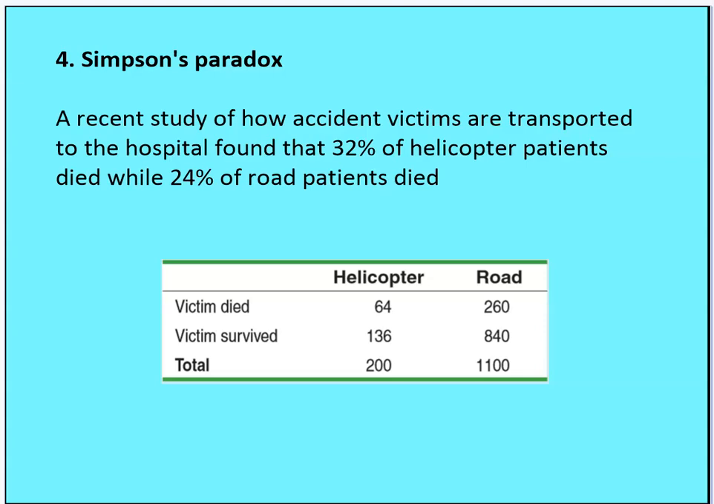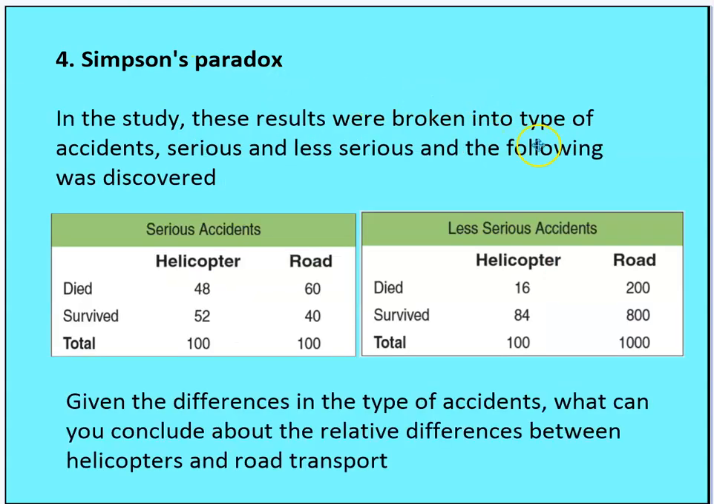Now, this would seem counterintuitive because the helicopter is going to be much faster than people who are taken by ambulance. So we want to think more clearly or closely about this, and we're going to relate this to Simpson's paradox. So now what we're going to do is break the study out into serious accidents and less serious accidents. And this is your third variable. And we're going to break it out now between these two.